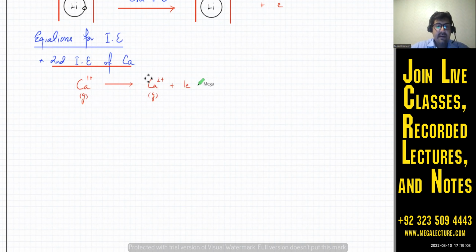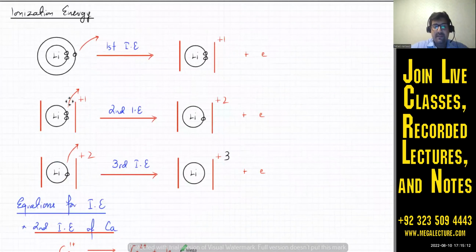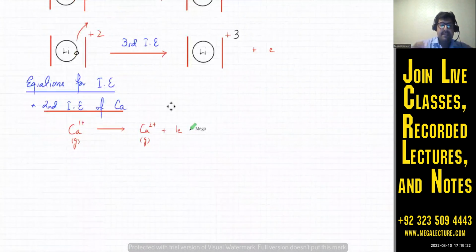When I'm talking about the second, the first has already been removed. If I'm talking about the third ionization energy, the first two electrons have already been removed. Now you're removing the third electron. Similarly, let's say I talk about the fourth ionization energy of chlorine.